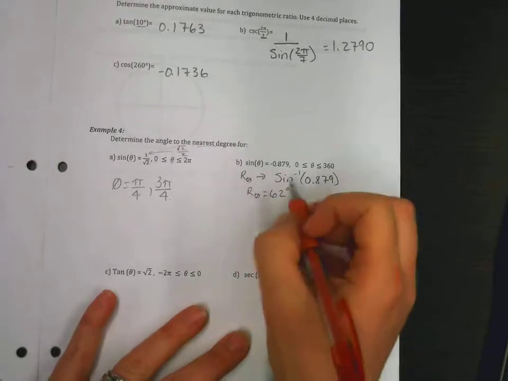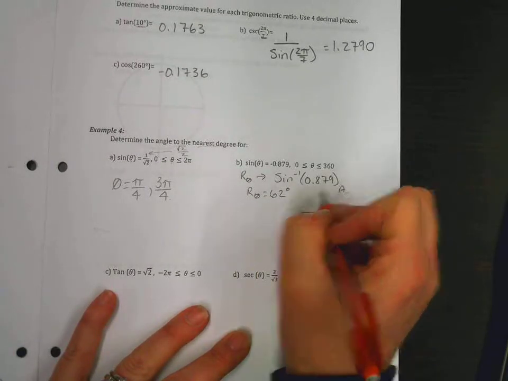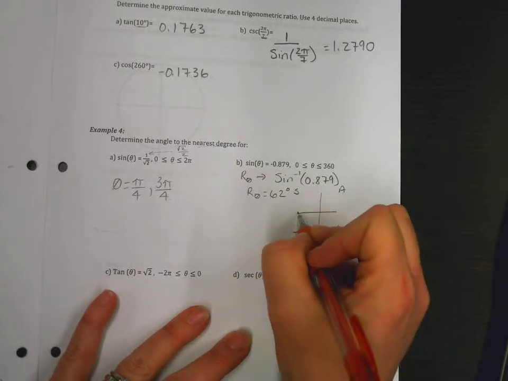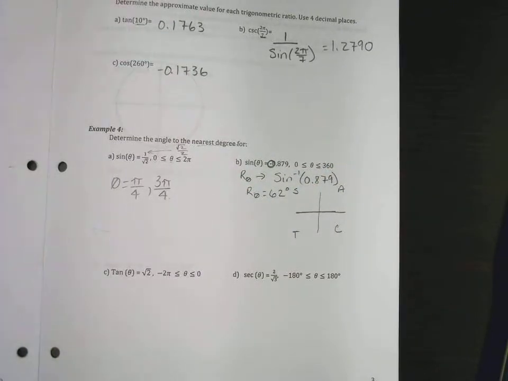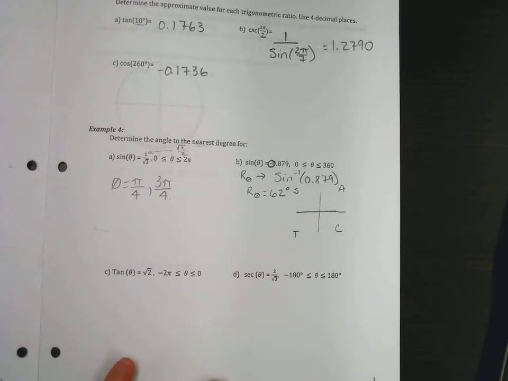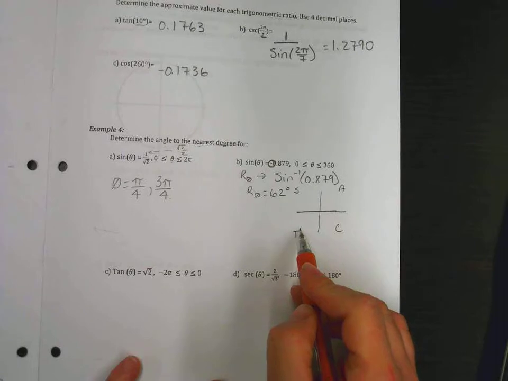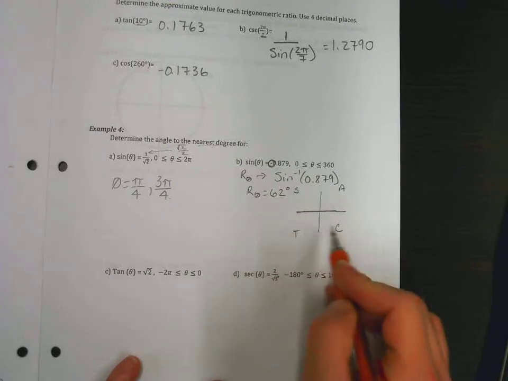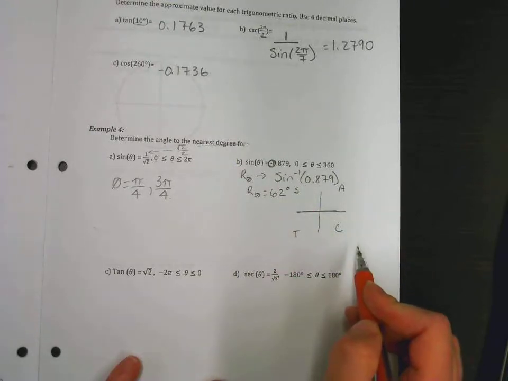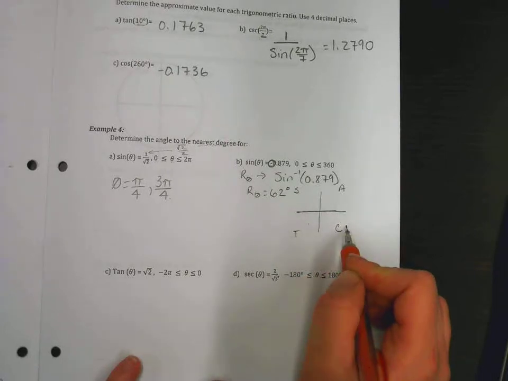But then I want to think back to using the cast rule from Math 20. And I'm going to highlight that my sine ratio is negative. When is my sine ratio negative? My sine ratio is going to be negative in quadrants 3 and 4 because the cast rule tells me in which quadrants our ratios are positive. So in quadrant 3 and 4 should be my solutions.